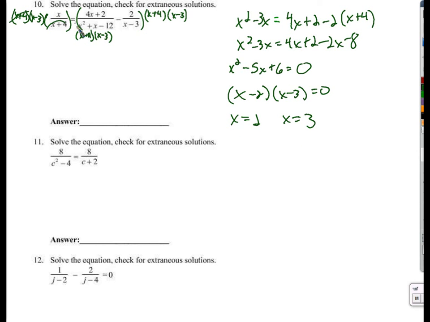Seems good, except for if x is 3, then this is 0, and this is 0 as well. So we get denominators of 0, so that's no good. This is extraneous. So x equals 2, that's our one solution.